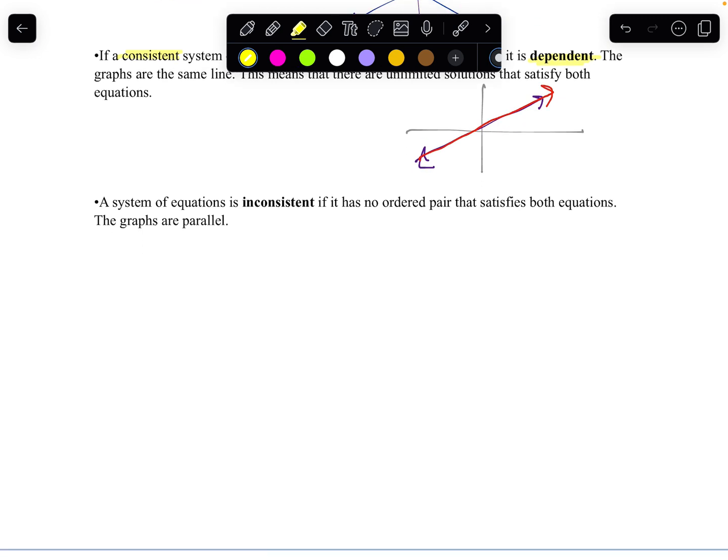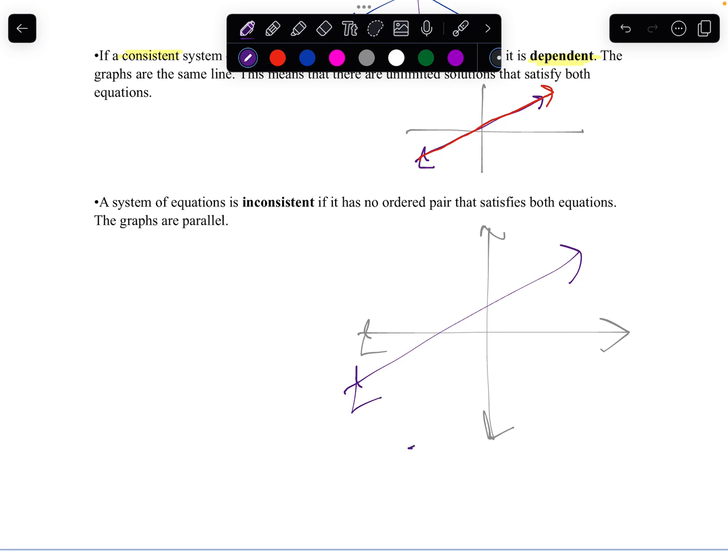Now, if we take a look at inconsistent, that means they don't cross. So what kind of lines don't cross? Hopefully, you told me parallel. And that's exactly what's going to happen. I'm going to have 2 lines here. They're never going to cross. So we say they're inconsistent. Yes, they are independent because they're 2 lines, but we usually just say inconsistent. But if they get asked, they are independent because we've got 2 lines.